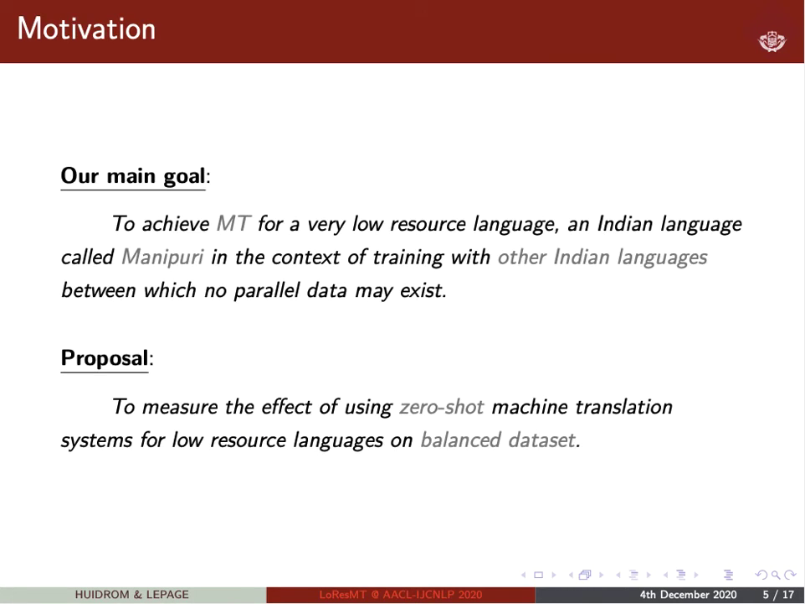Moving on, our main goal for the experiment is to achieve machine translation for a very low resource language called Manipuri, in the context of training with other Indian languages between which no parallel data exists. What we propose is to measure the effect of using a zero-shot machine translation system for low resource languages on balanced dataset settings.